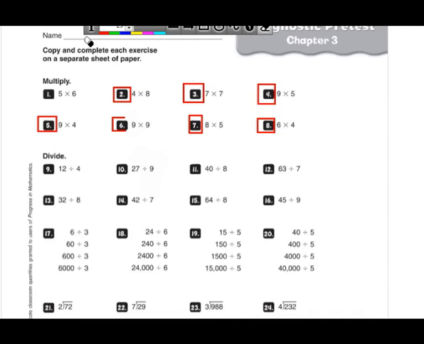Now, we have 12 divided by 4. 12 divided by 4. As I know that 3 times 4, the answer is 12, so here the answer is equal to 3. Okay? The answer for this question is 3. So we write equals 3.